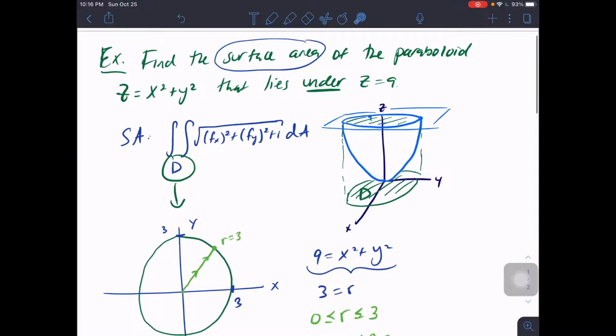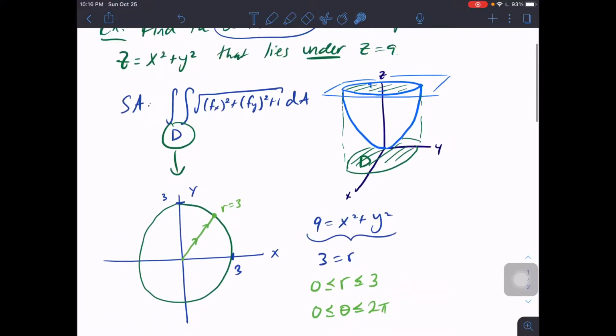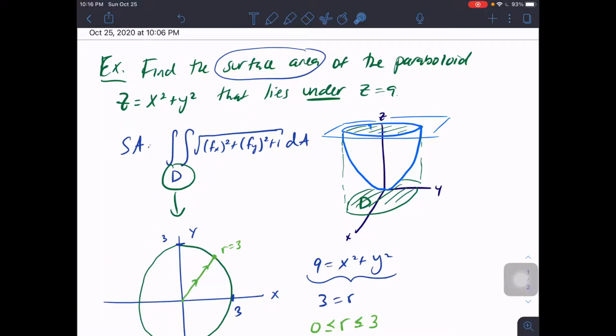So when you're doing surface area, you want to figure out your region. But then, if you start constructing your bounds, what is the function? Since we're looking at the surface of the paraboloid above this region D, we want to find a function for this surface, which is exactly here, because notice that z is isolated. So the function of this surface is x squared plus y squared. The partial with respect to x is just 2x, and the partial with respect to y is just 2y.